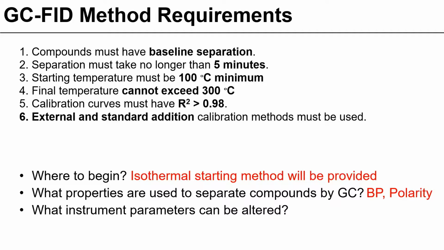So what sort of instrumental parameters do you think that you can play around with then? Well, we can't mess around with the polarity of the separation. So instead, you're going to be able to play around with the temperature. So really all we're asking you to do here is to come up with an oven temperature program that allows for the separation of these 4 phthalates.